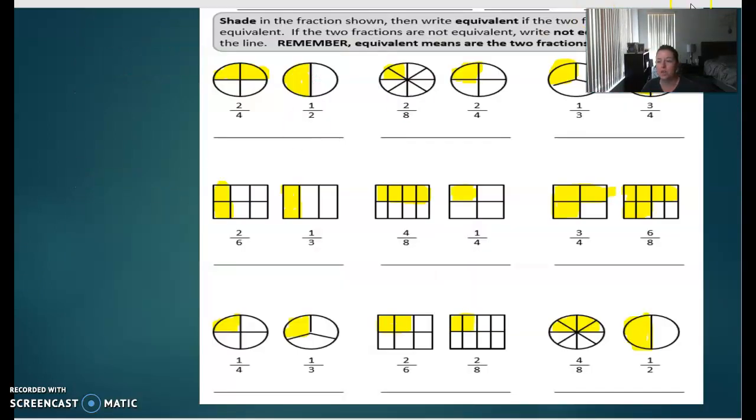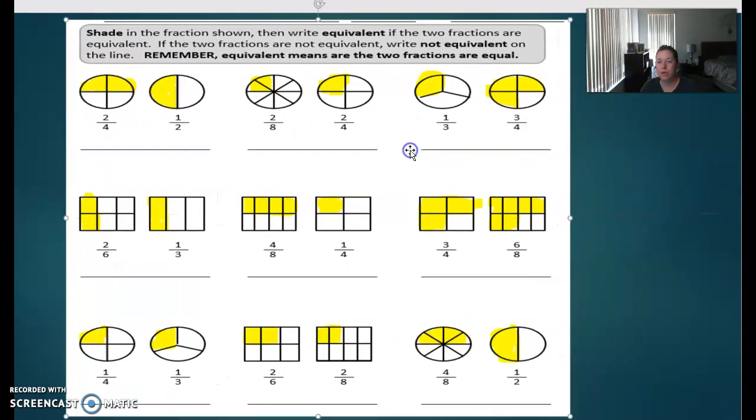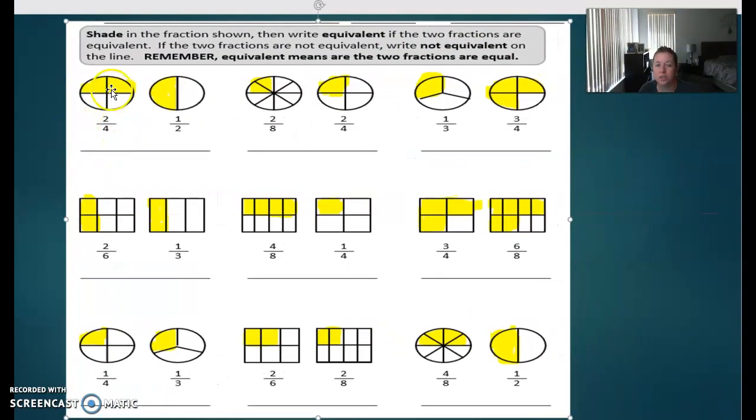Let's practice some. So I went ahead and showed some over here. I have 2/4 and 1/2. Looking at those, I can tell they are equivalent. Here's half of a circle, here's half of the circle. So I would write equivalent. If I were to flip this circle that way, you would see that both halves were colored.